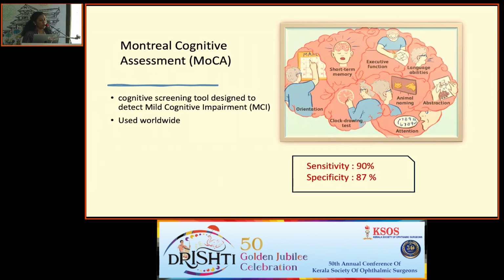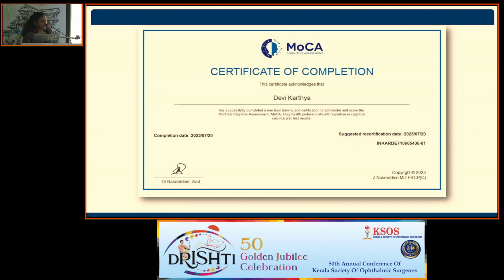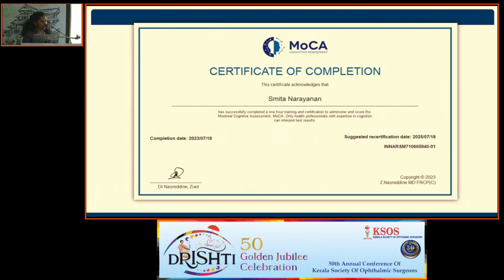Now, what is this MOCA? The Montreal Cognitive Assessment was developed by Dr. Z. Nasreddine in 1995 in Montreal, Canada, for the detection of mild cognitive impairment. Today, it is a highly validated tool with a sensitivity of 90% and specificity of 87%, used in clinical research all over the world. We completed the training and obtained a certificate for administering and interpreting MOCA.